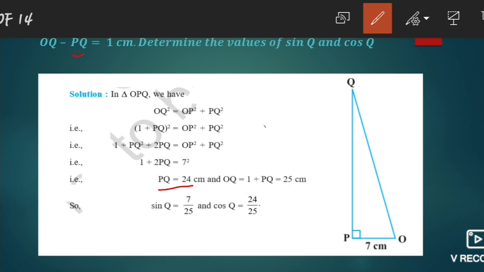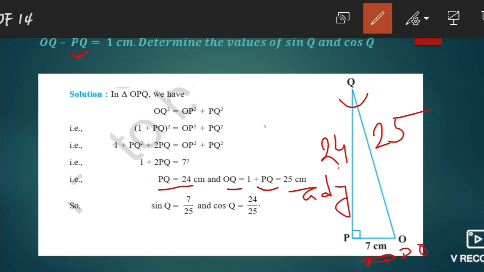Now put the value in the given condition. You will get the value of OQ as 1 plus 24, that is 25. So you are getting this one as 24, this one is 25, and this one is 7, given. Now we have to find sin Q. That means the acute angle is Q. So if the acute angle is Q, the opposite side will be this one and the adjacent side will be this one. So sin Q will be opposite by hypotenuse, that is 7 by 25. Cos Q will be adjacent by hypotenuse, that's why 24 by 25.